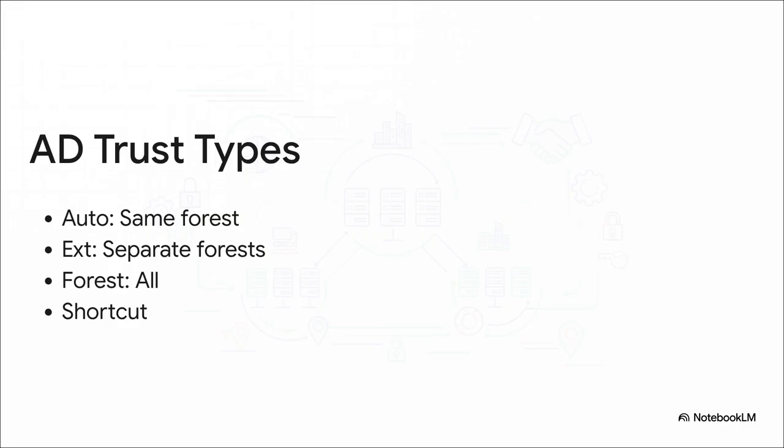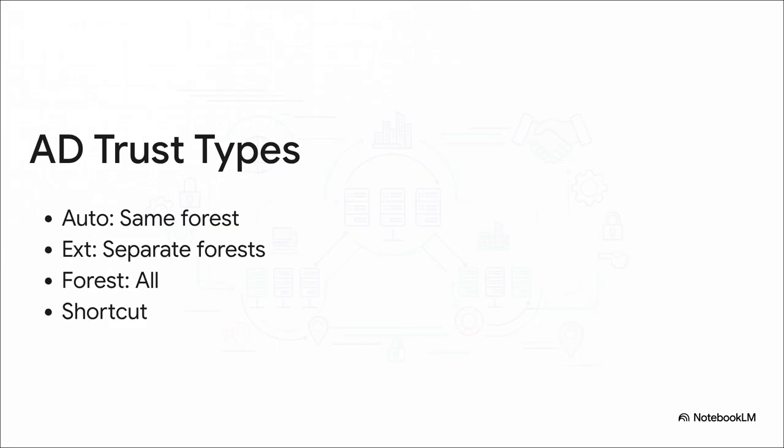Automatic transitive trusts, those just exist within the same forest automatically. External trusts connect separate forests, but they use older NTLM authentication and they aren't transitive. Forest trusts, though, those are the gold standard. Whole forest to whole forest, transitive using secure Kerberos. Finally, shortcut trusts bridge deep leaf domains to reduce authentication hops.